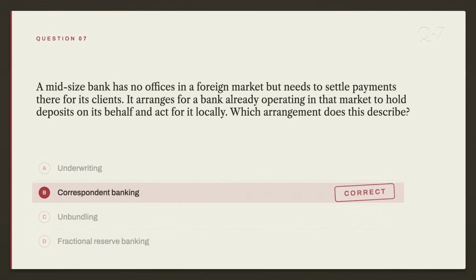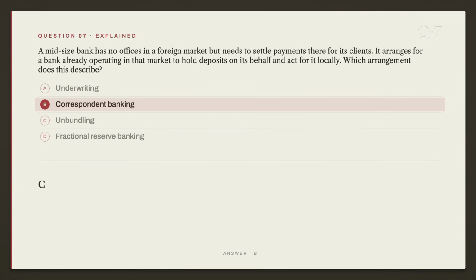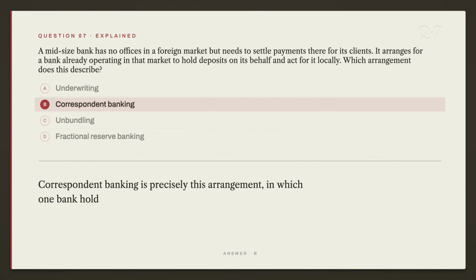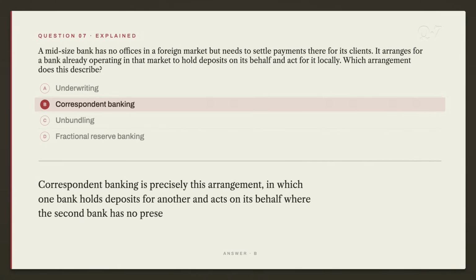The correct answer is B. Correspondent banking. B is correct because correspondent banking is precisely this arrangement, in which one bank holds deposits for another and acts on its behalf where the second bank has no presence. Italian merchant banks developed the practice, and it remains central to how global payments clear today. The absence of local presence is the identifying detail.